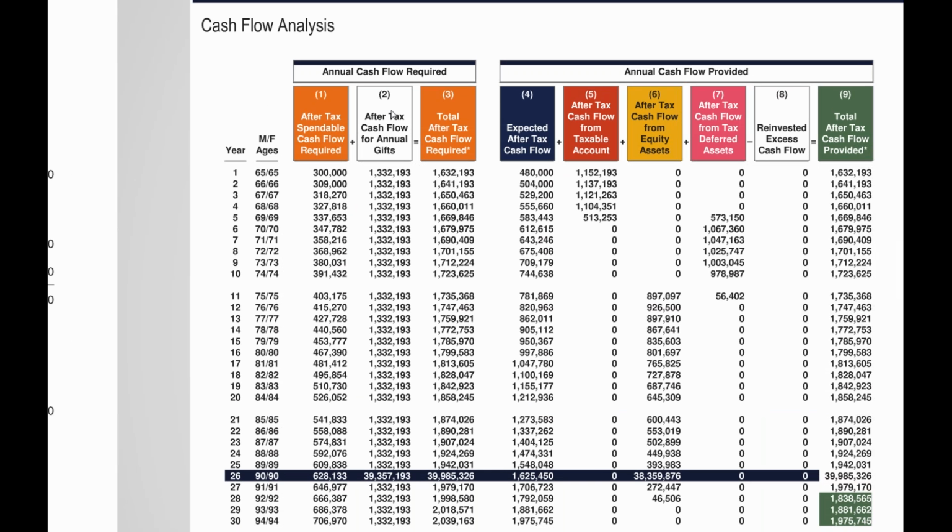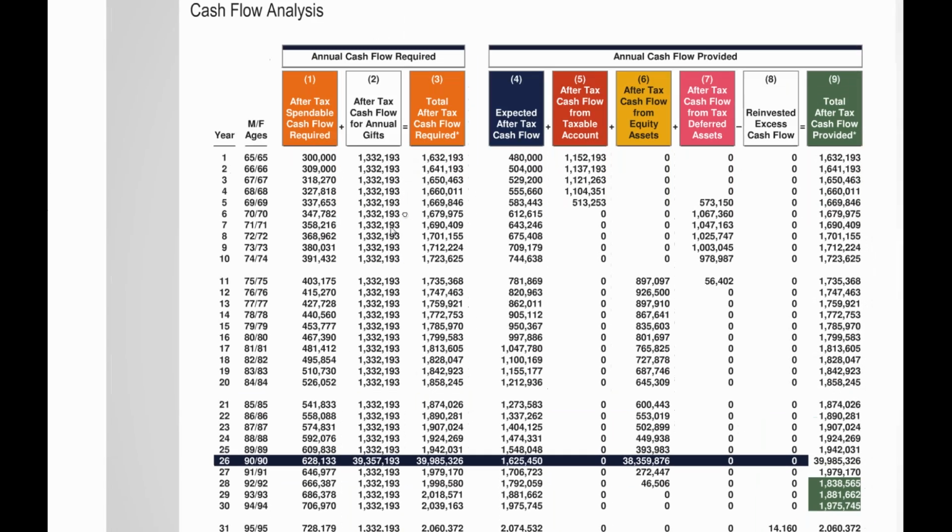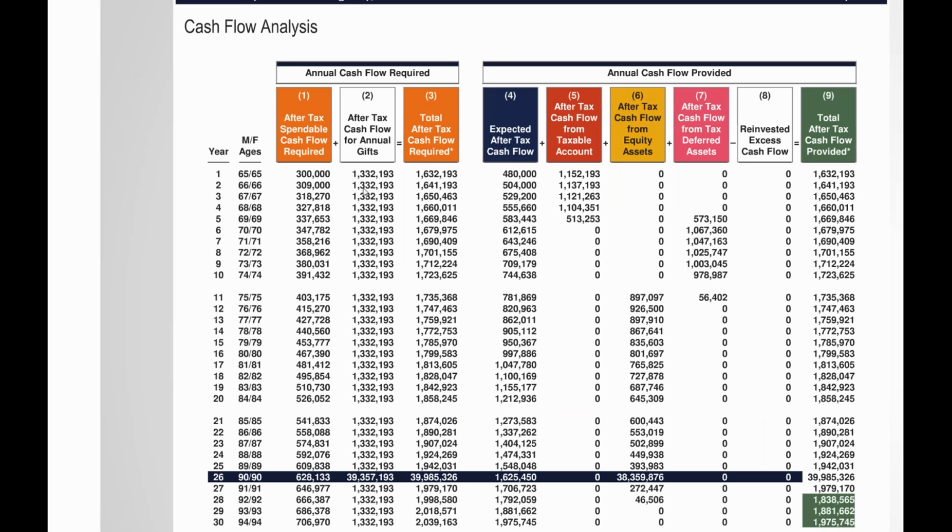And the after-tax cash flow they need for the gifts they're making is a little over $1.3 million. That's funding the insurance policies that they're purchasing, both for the charity and for their wealth replacement trust for their children. So here's the total amount they need in column 3. Here's the expected cash flow that they currently have coming from different sources, their business mostly, that they already have. So they're going to have to supplement that because that's not enough.